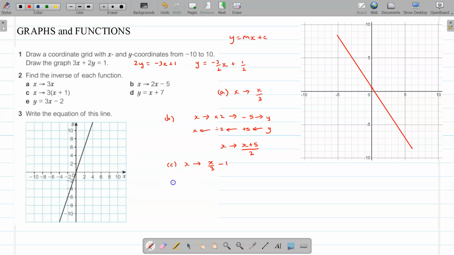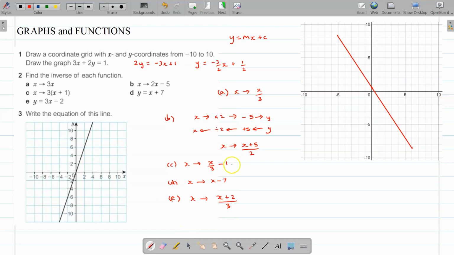Okay, and part D comes to, well, the opposite of adding 7 is subtracting 7. So D is that x maps onto x minus 7. And E is, well, you've got y equals 3x minus 2. So you're timesing by 3, then subtracting 2. So the opposite is to add 2 and divide by 3. So E is that x maps onto x plus 2 and then divide by 3.